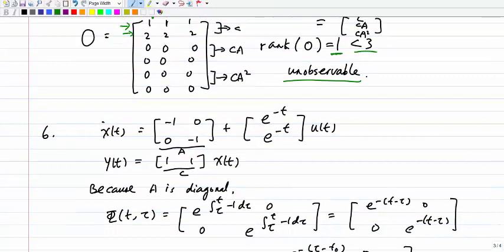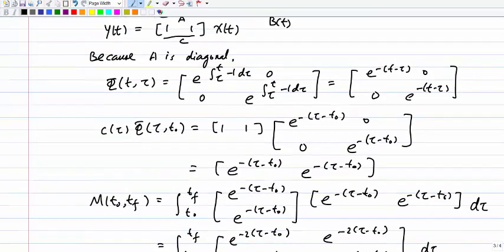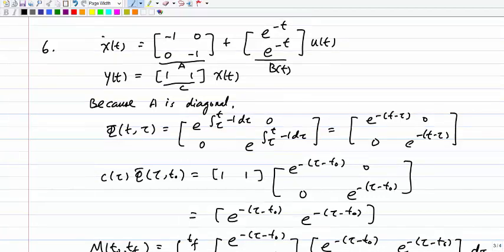Okay, so the next question is about observability for a linear time varying system. This is a little bit more complicated than the linear time invariant system. I also have this matrix B over here, B(t) of course. Typically I only have one approach that can verify if a linear time varying system is observable. It's given by this M(t0, tF). The computation is quite similar to the controllability one for linear time varying systems.